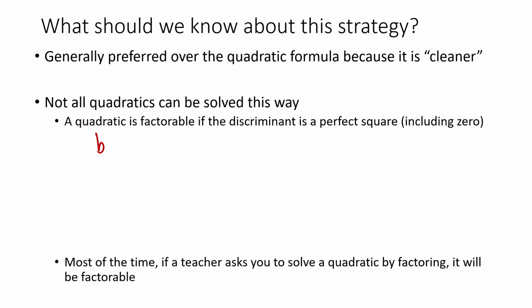Now, again, there's a video on the channel for the discriminant. So if you're thinking, what is she doing? I don't know what she's doing here. Go back and check out that video. The discriminant is the part of the quadratic formula that is b squared minus 4ac.